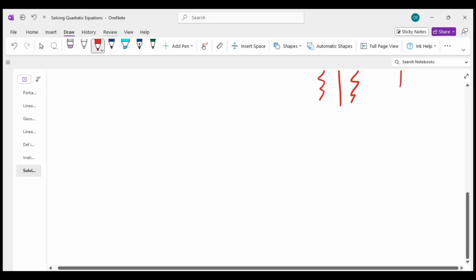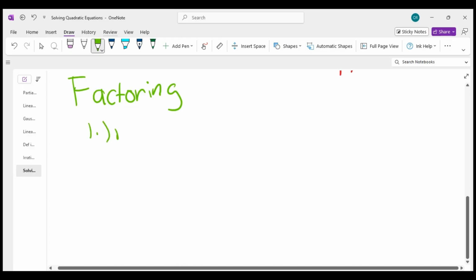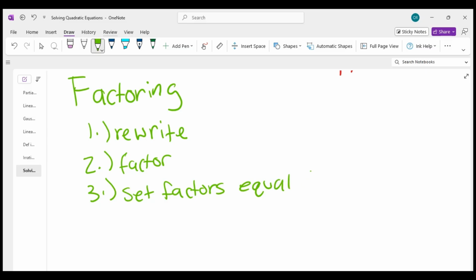Okay, so our first way we're going to talk about is by factoring. The steps for this are: first, you're going to want to rewrite the equation in standard form. Second, you're going to factor the quadratic expression. And third, you're going to set the factors equal to 0. And then by doing this, you're just going to solve for x.